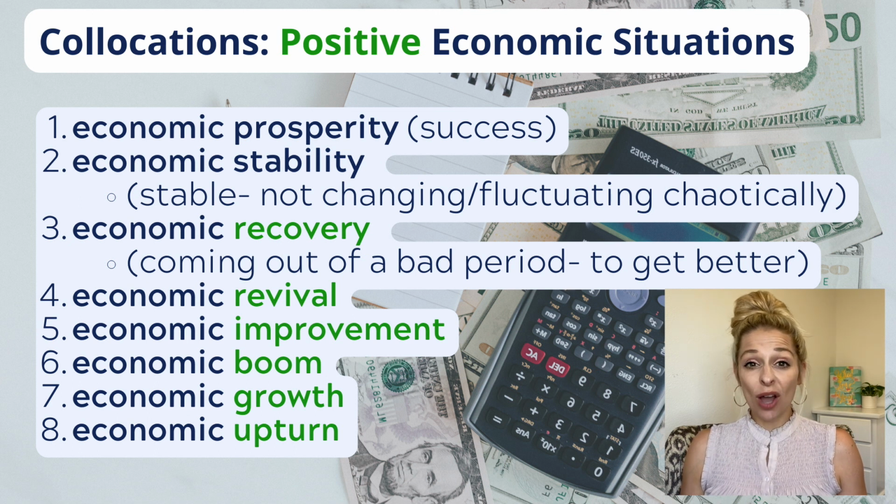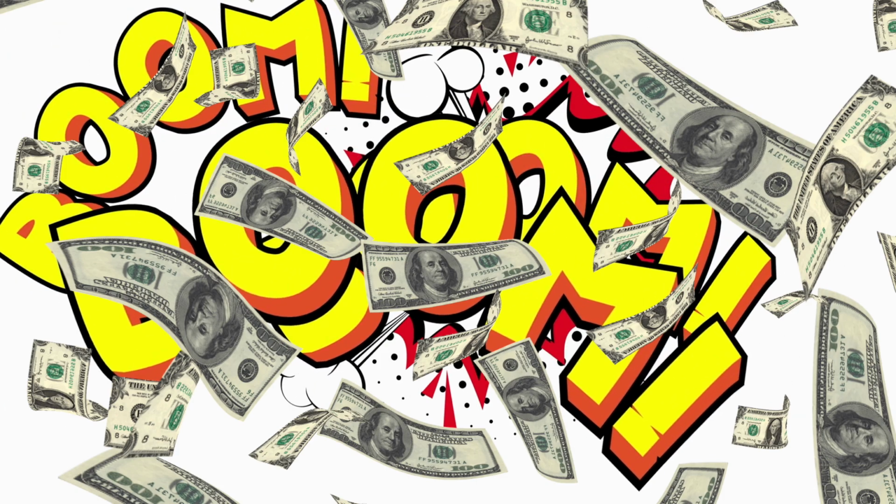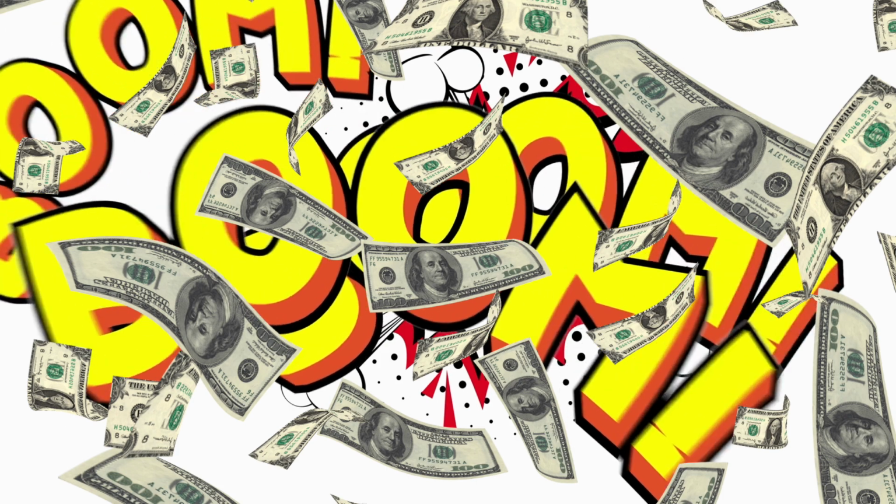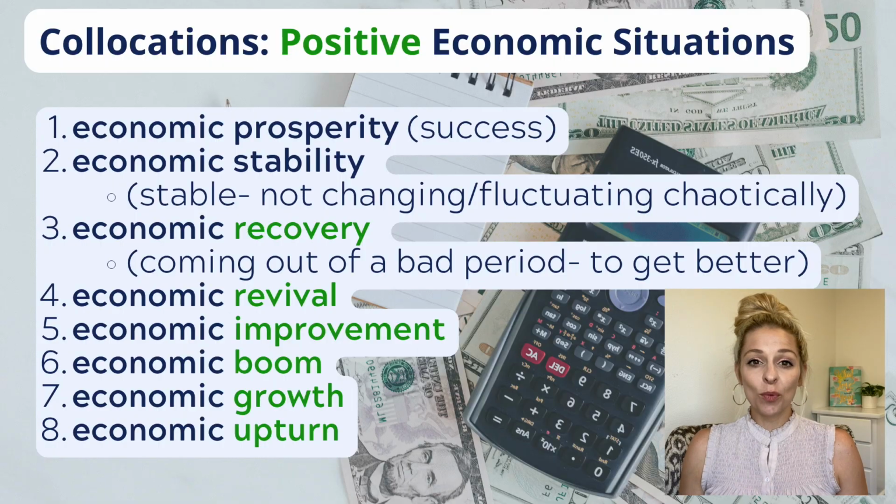Next, we have economic boom, and to boom means to grow rapidly. So an economic boom is when the economy grows quickly. Then we have economic growth, which obviously just means when the economy grows. And then we have economic upturn. An upturn is a synonym for improvement.